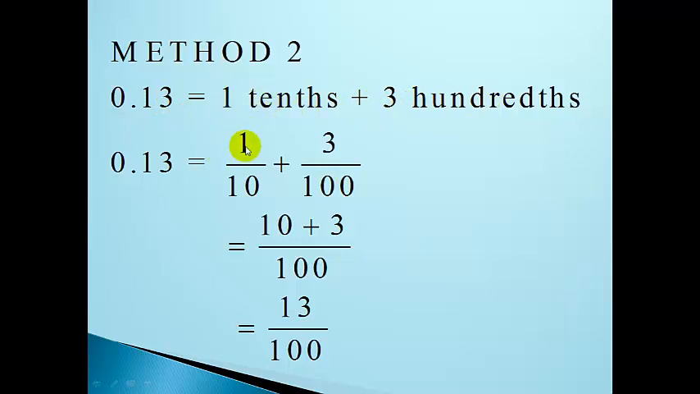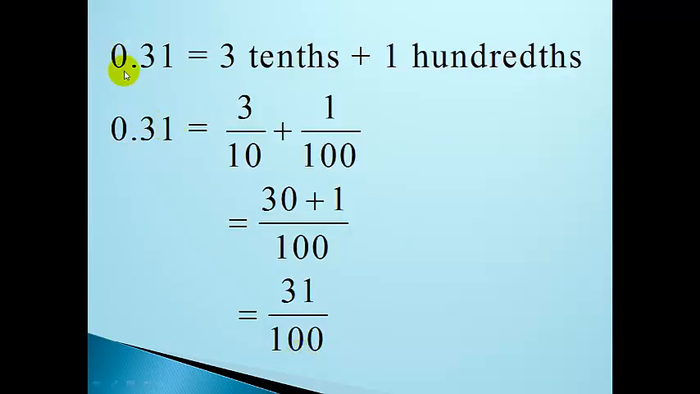Now 1/10 is equal to 1 divided by 10, plus 3 divided by 100. Now let's simplify. The LCM of 10 and 100 is 100. So 10 goes into 100 10 times. Then we multiply 10 by the numerator, 1, and the answer is 10. Plus 100 goes into 100 once. When we multiply the 1 by 3, we have 3. So this is equal to 10 plus 3 divided by 100. And the answer is 13 divided by 100. That means that 0.13 is equal to 13 divided by 100.